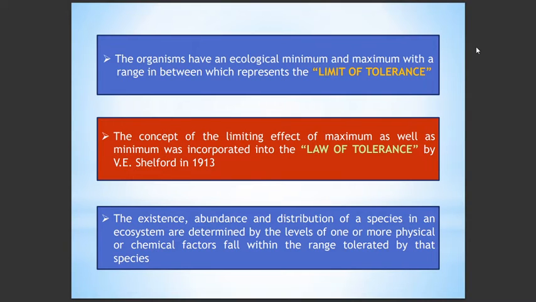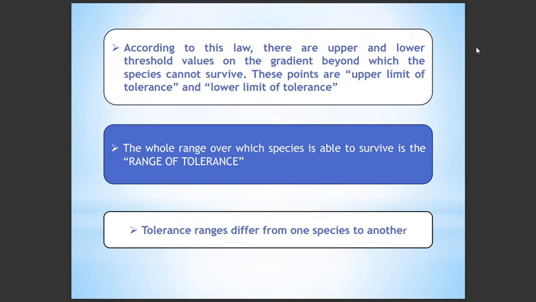The existence, abundance, and distribution of a species in an ecosystem are determined by whether the levels of one or more physical or chemical factors fall within the range tolerated by that species. So, according to this law, there are upper and lower threshold values on the gradient beyond which the species cannot survive. These points are called the upper limit of tolerance and lower limit of tolerance. The whole range over which a species is able to survive is called the range of tolerance.